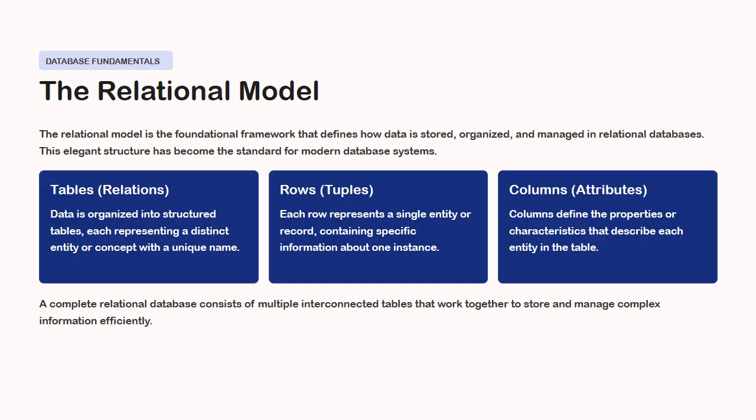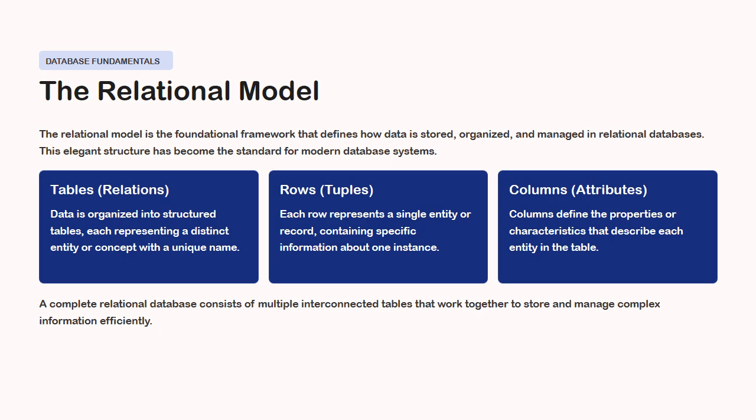Tables. In the relational model, data is stored in a table, also called relation. Each table represents a real-world entity such as student, employee, or product. Each table has a unique name and represents one entity. Example, student table stores student related data.